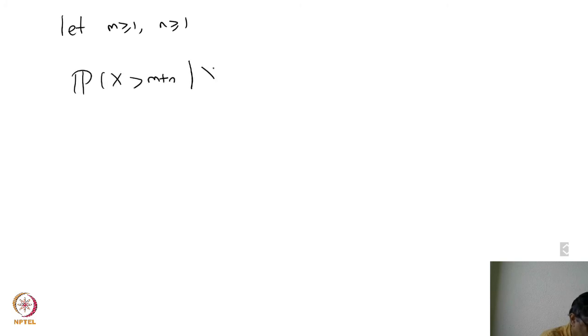Let me go to the next page. What we observed is that, let m be bigger than or equal to 1, n bigger than or equal to 1, the chance that x is bigger than m plus n, given x bigger than m, is the same as 1 over 2 to the n. But this we know from the same computation is the same as the chance that x is bigger than n.